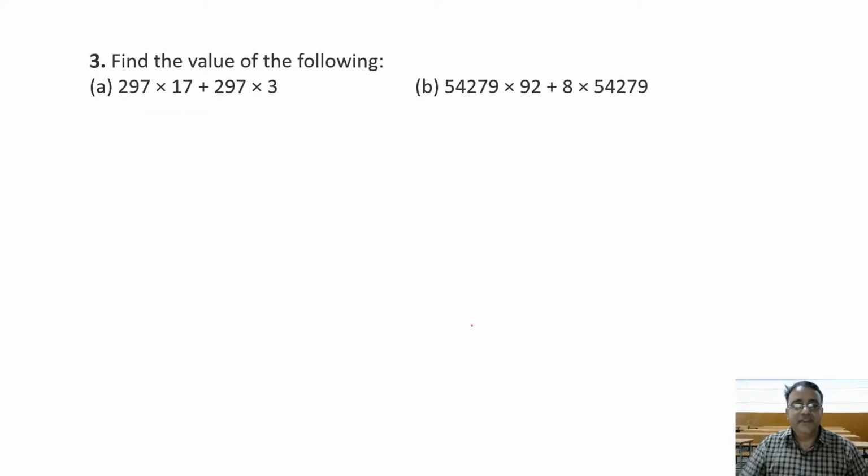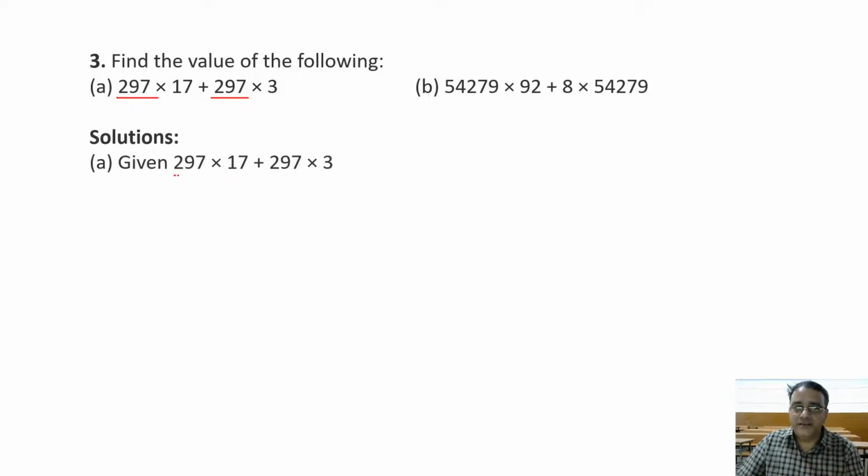Question number 3. Find the value of the following. तो यहाँ पे distributive property use करना है. What you have to do, you have to identify the common number 297. So उसको हम लोग क्या कर सकते हैं, बाहर निकालेंगे. So यहाँ पे 17 बचेगा और यहाँ पे 3 बचेगा. So 297 into 17 plus 3 which is 20.